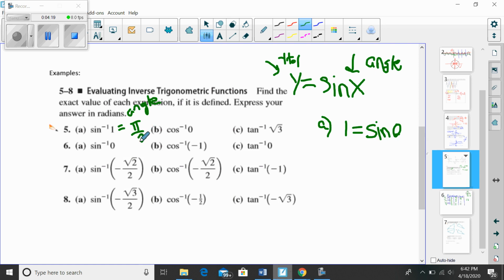All right, then the next one asks us, find the angle whose cosine is 0. All right, and then next I'm going to be finding an angle whose tangent is radical 3. Luckily, that's right on my chart. All right, so let's go to the next page and get the answers for B and for C.